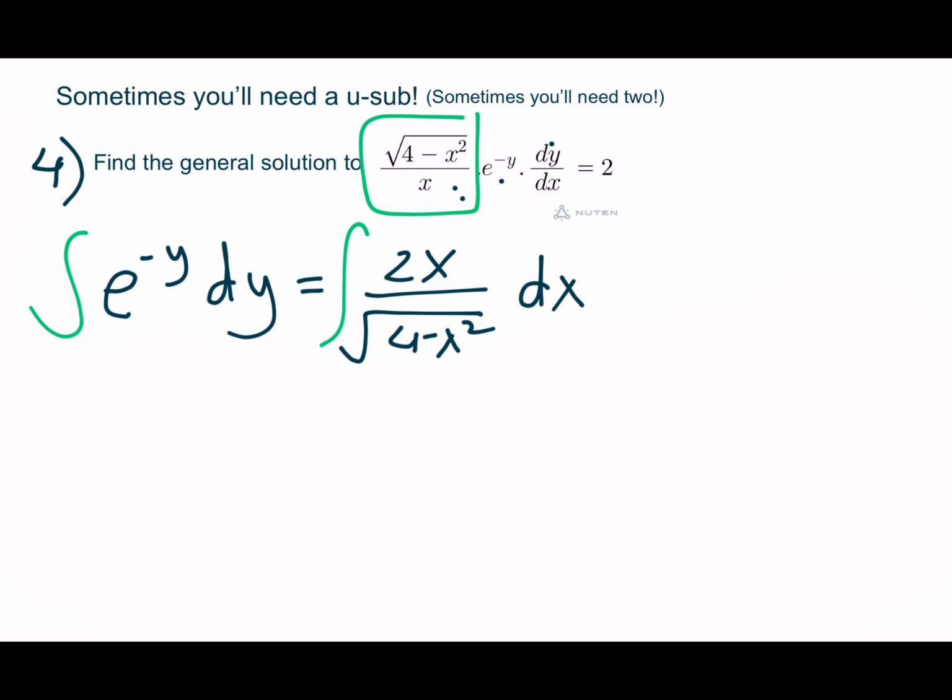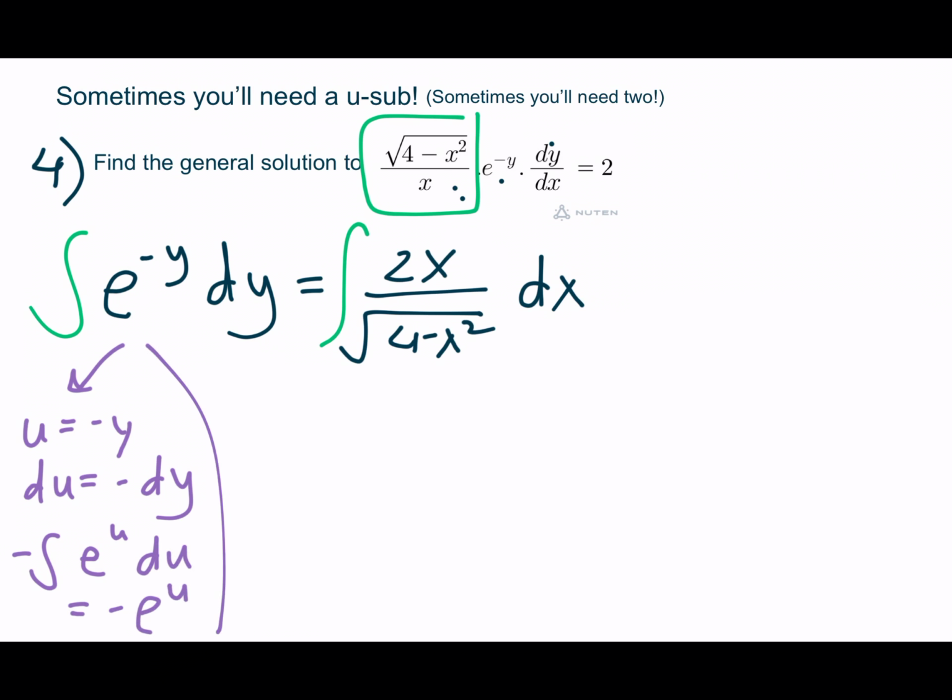So for the integral of e to the negative y, I'm going to do a u-sub. u is going to be the exponent. u is going to be negative y. du is then going to be negative dy. So my new integral is going to become the integral of e to the u. And my dy is going to become a negative du. And this is going to give me negative e to the u. Okay, I'm doing that on the side. So for my left side, my answer is negative e to the negative y.